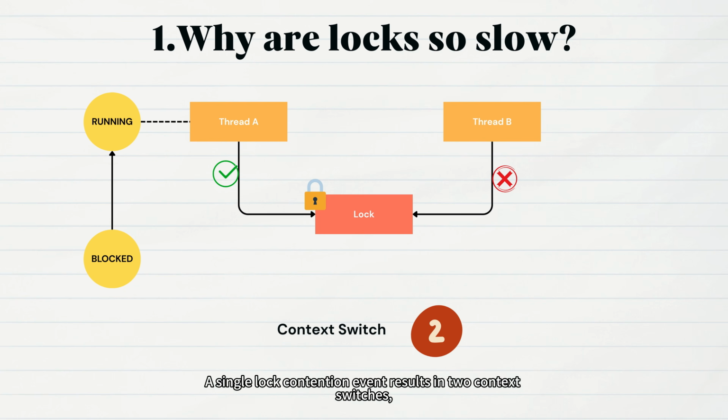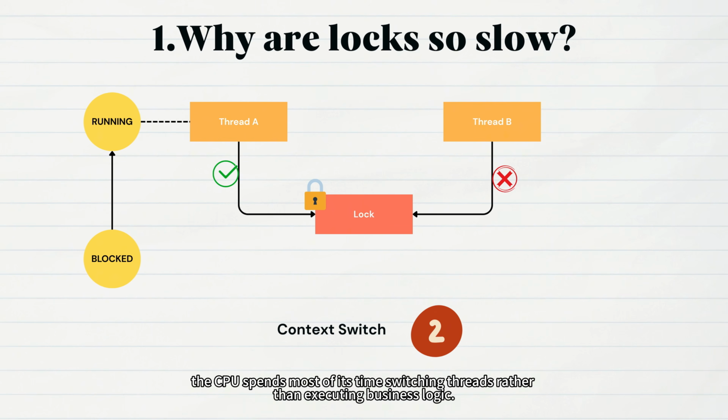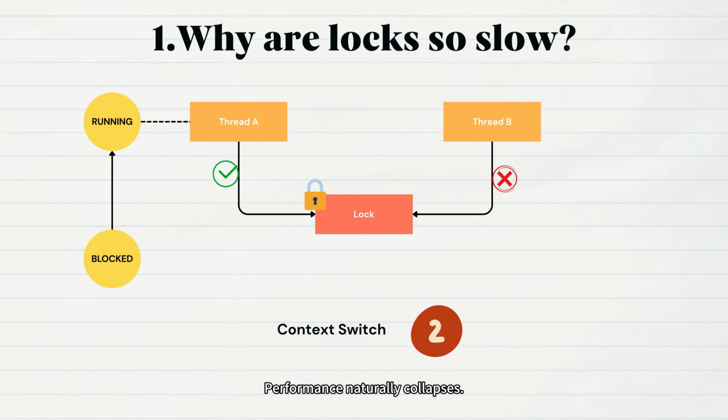So, a single lock contention event results in 2 context switches, 2 rounds of saving and restoring registers, 2 kernel stack switches, and if process switching is involved, 2 TLB flushes. High-frequency lock contention means the CPU spends most of its time switching threads rather than executing business logic. Performance naturally collapses.